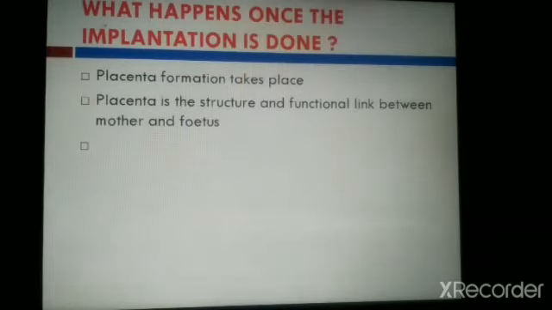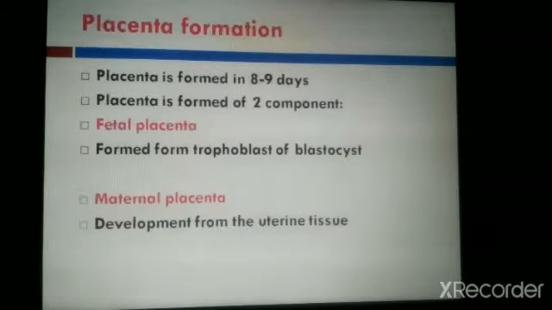When implantation is done, firstly placenta formation takes place. Student, you know that the placenta is the structural and functional link between the mother and fetus. But here we are talking about how the placenta is formed. Placenta is formed in 8 to 9 days, and it is formed of two components. The first one is the fetal placenta and the second one is the maternal placenta.